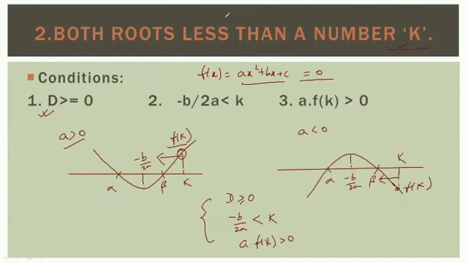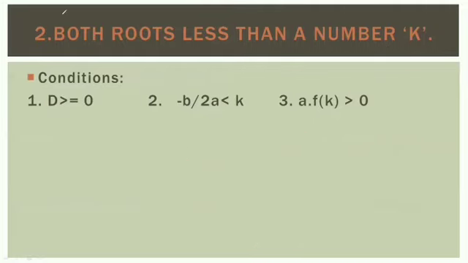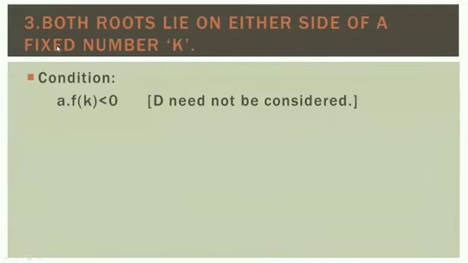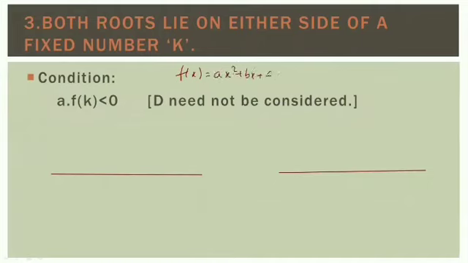Okay, now let's move on to the next condition. So the next condition is when both the roots will lie on either side of a fixed number. So what does that mean? That means that if we draw the graph of f(x) equal to ax square plus bx plus c on the x-axis, these are the two cases.